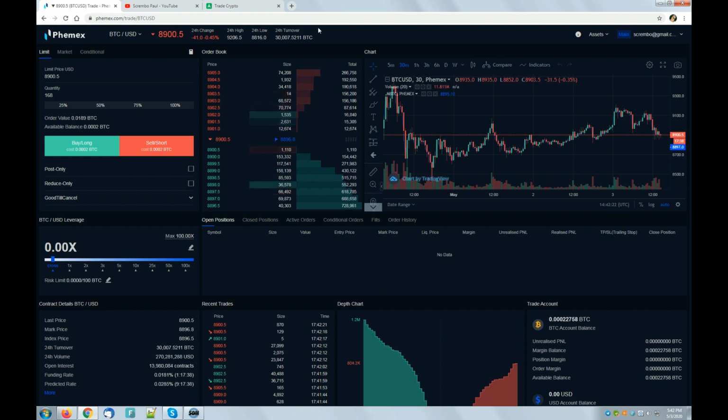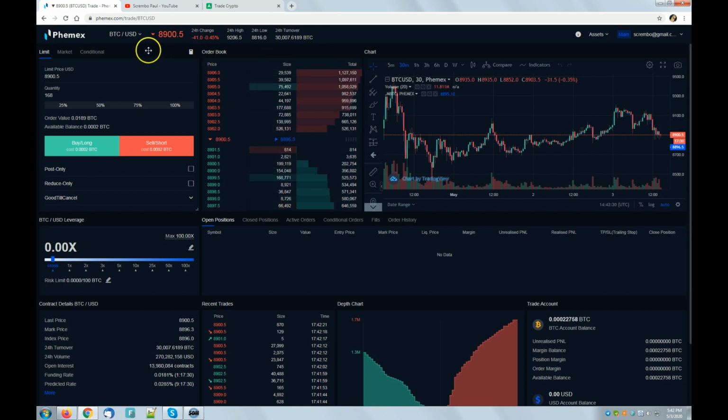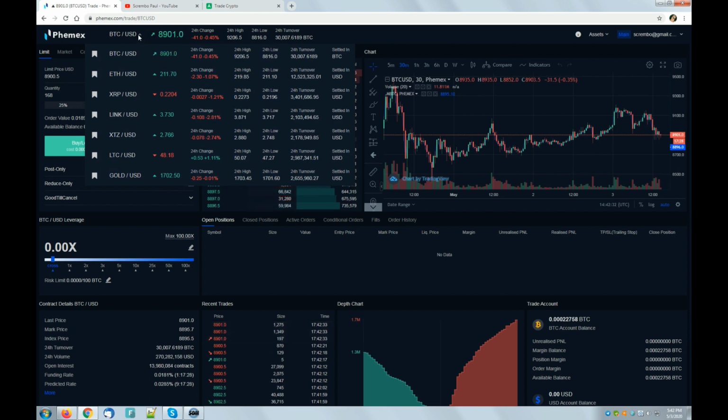The first thing you want to do is make sure that you are trading the right pairs. That's located right here on the top left corner. You have all the pairs available on Phemex that you can trade at the moment. Among these statistics and numbers you see, you're going to have the 24 hours change on the second column, because on the first column you see the price of that token. You have 24 hours high, 24 hours low, 24 hours turnover in USD and then settled in.